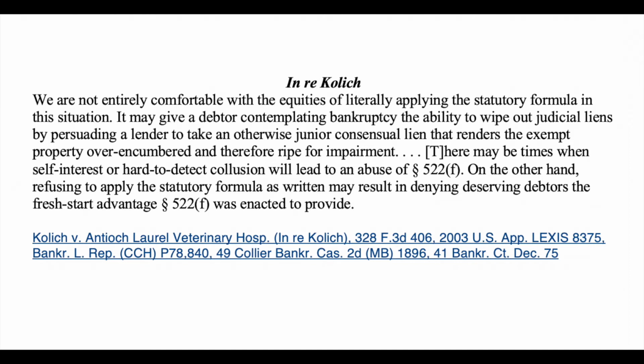So, in this case, when engaging in pre-bankruptcy planning, there is an avenue for a debtor to manipulate the judicial lien avoidance formula to reap an advantage. However, look at what the Eighth Circuit Court of Appeals said. We are not entirely comfortable with the equities of literally applying the statutory formula in this situation. It may give a debtor contemplating bankruptcy the ability to wipe out judicial liens by persuading a lender to take an otherwise junior consensual lien that renders the exempt property over-encumbered and therefore ripe for impairment. There may be times when self-interest or hard-to-detect collusion will lead to an abuse of Section 522(f).